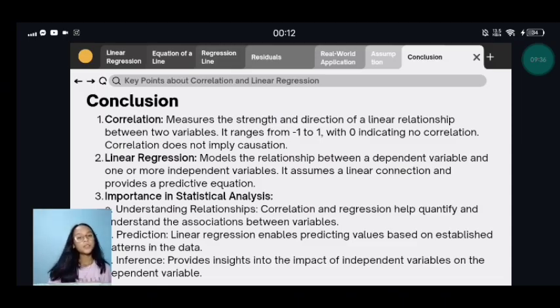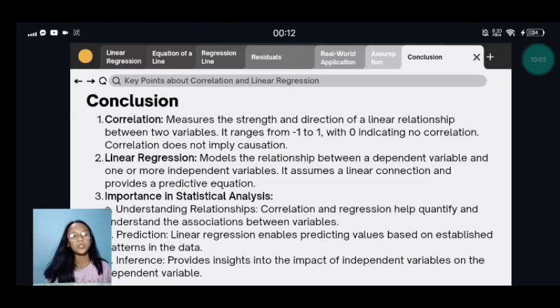So to conclude our report, we have listed three main points. First is correlation. It measures the strength and direction of a linear relationship between two variables, the independent and dependent one. It ranges from -1 to +1, with 0 indicating no correlation at all. Correlation does not imply causation.